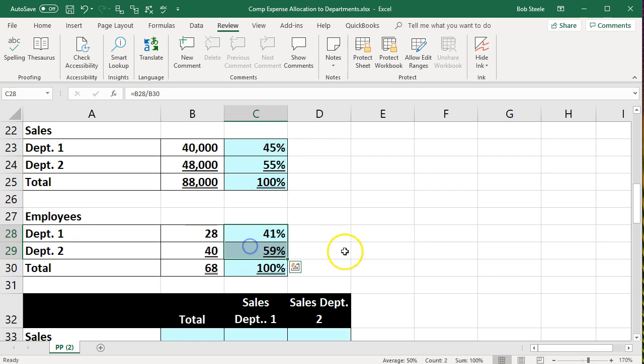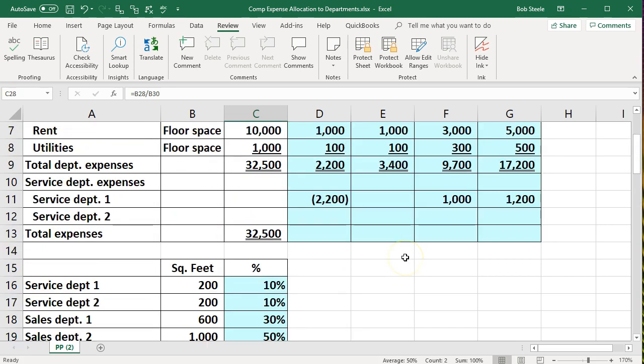We're going to use these now to allocate out this cost. So I'm going to go back into service department 2. I'm going to say negative of this number to make it go down to 0 again, negative of the 3,400, tab.